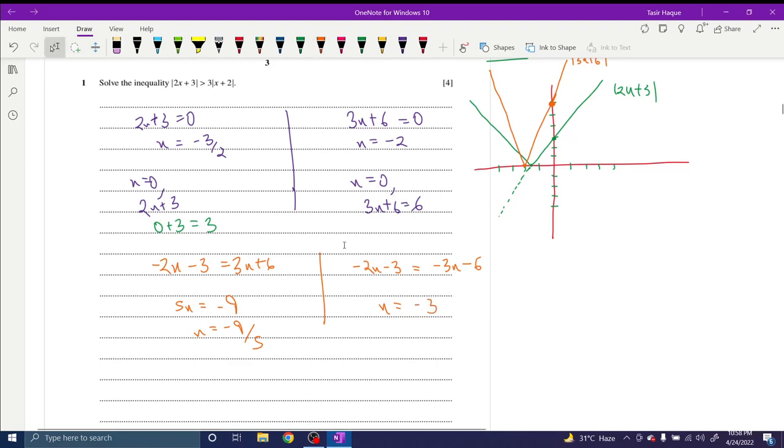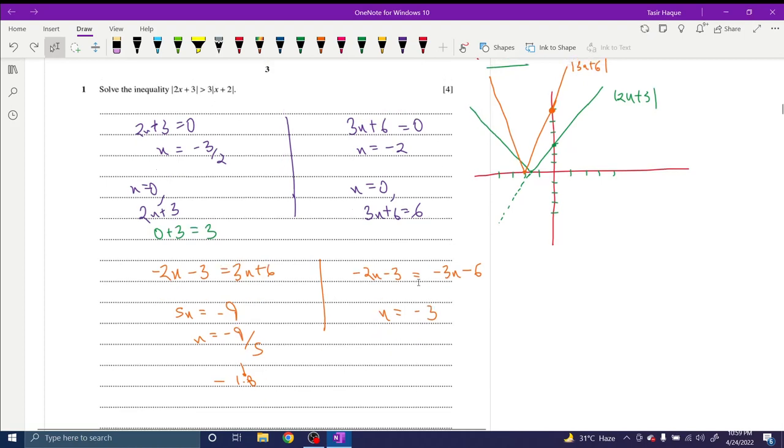So you can just check using your calculator. 9 by 5 is 1.8. This translates to minus 1.8. So basically these are the two solutions, right? Minus 3 is the one that's to the left hand side. Okay, so what do we need?